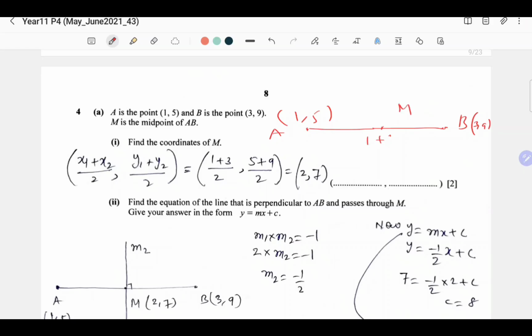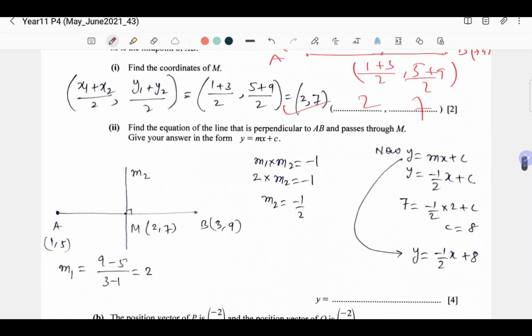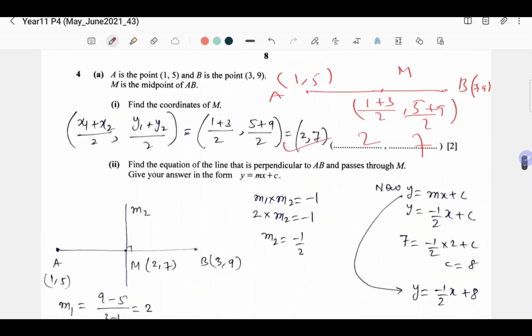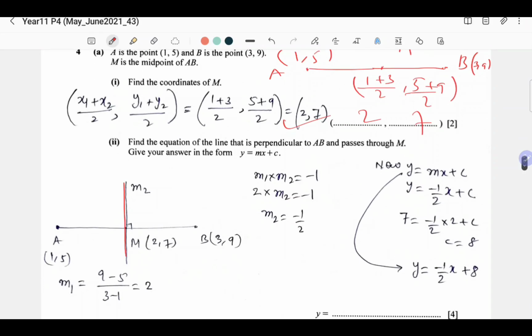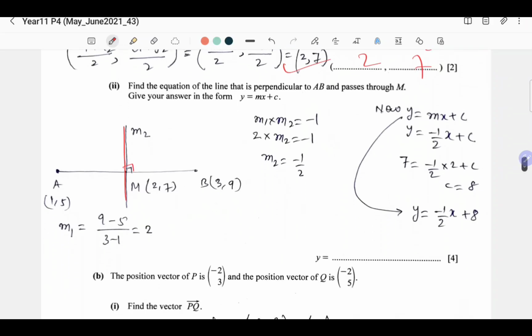This is (1 plus 3) by 2 comma (5 plus 9) by 2. We know that it is x1 plus x2 over 2, y1 plus y2 over 2. So we got (2, 7). Now find the equation of the line that is perpendicular to AB and passes through the midpoint. Oh, that's fine. The midpoint is (2, 7), as we know.